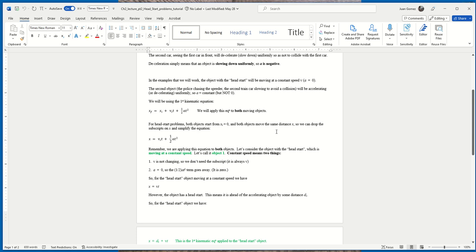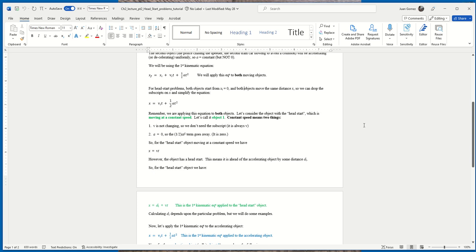Remember, if you're slowing down to avoid a collision, you're decelerating. Your a is negative. Now, to simplify things slightly, one of the objects is always going to be moving at a constant speed. Let's call the object moving at a constant speed, in the green, object one. Now remember, constant speed means two things. V is not changing, so you don't need the subscript. It's always V.